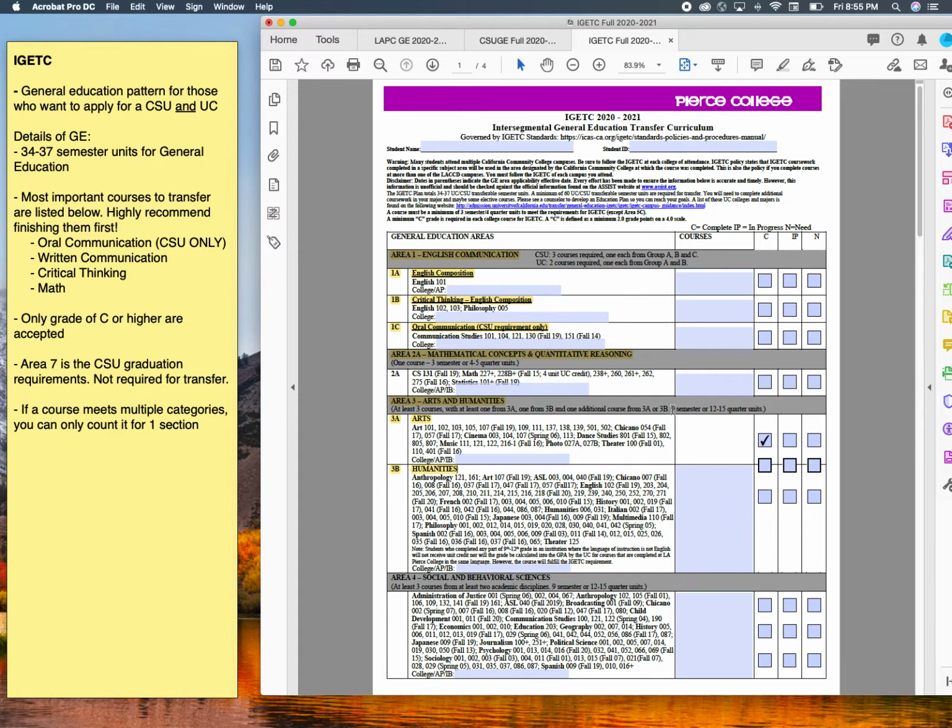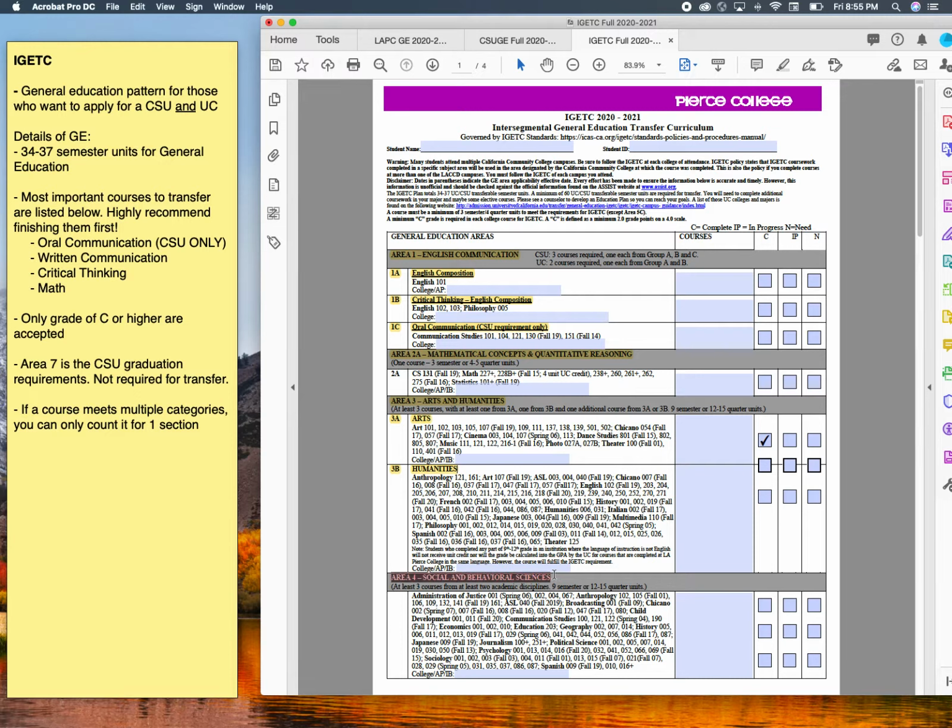In total, you have to have 9 semester units, okay? So 9 semester units from area 3. Okay, so usually it's 3 from the arts, 3 from the humanities, and then 3 more units either from the arts or the humanities. Okay.